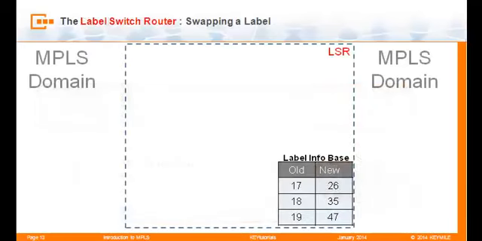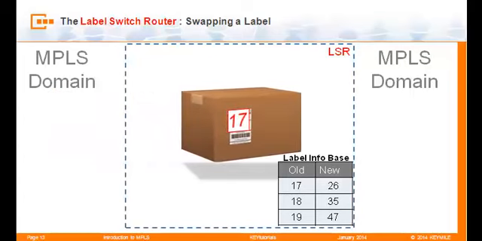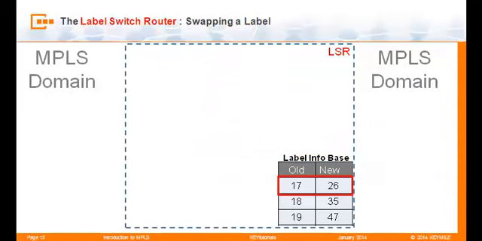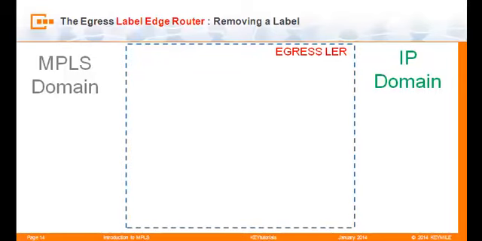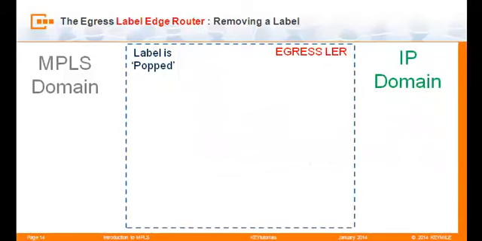Now back to our packet. Inside the MPLS domain, the packet arrives, there it is, at the label switch router. The LSR checks the packet's label in its label information base and swaps it for a new number, and then forwards it on into the MPLS domain. Finally, the packet arrives at the edge of the MPLS domain at an egress label edge router. The LER removes or pops the label and then forwards the packet on according to normal IP forwarding rules.